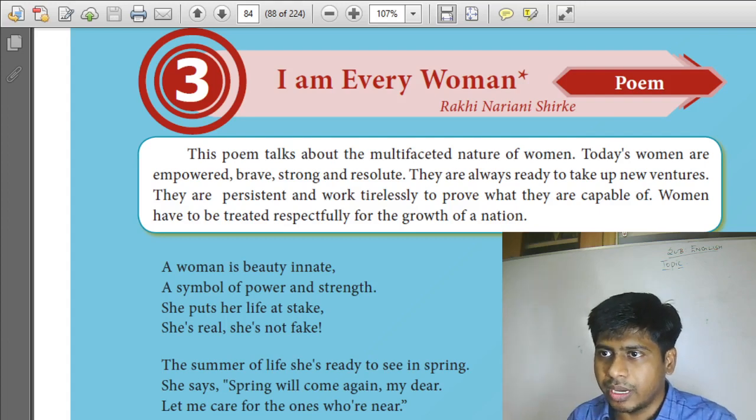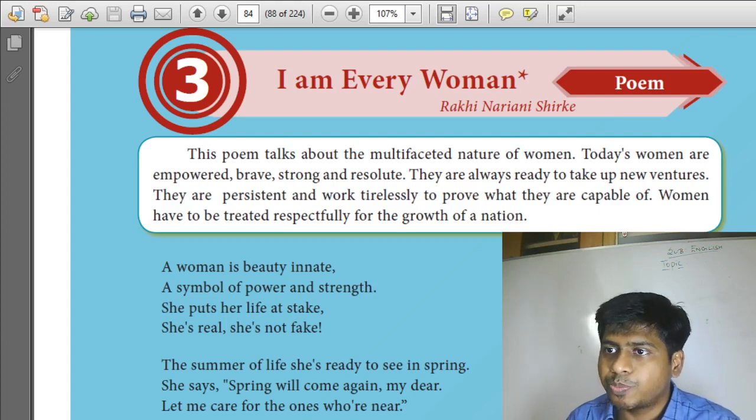Rakhi Naryani Shirke. A woman is a beauty innate, a symbol of power and strength. She puts her life at stake. She is real, she is not fake.